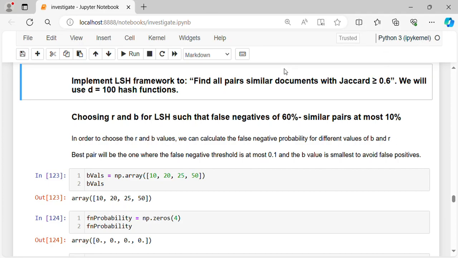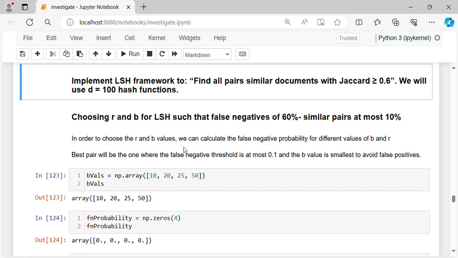In this lab, we will implement the LSH framework to find all pairs of similar documents with Jaccard at least 0.6. We will use D equal 100 hash functions. Choose R and B for LSH such that false negatives of 60% similar pairs are at most 10%.